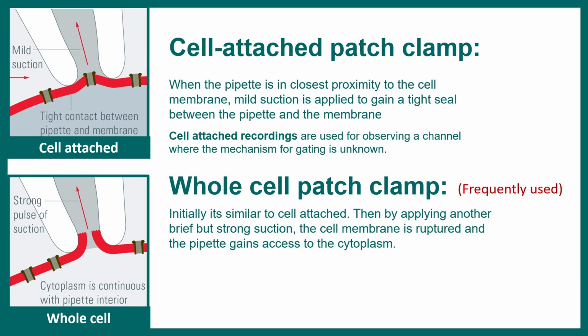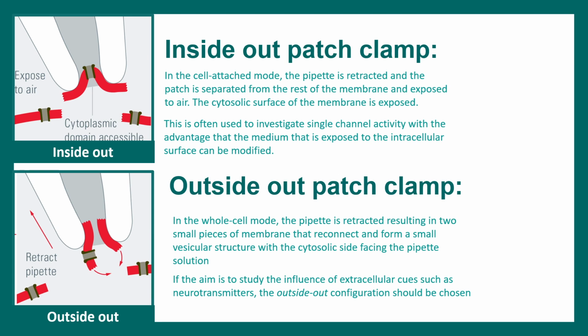Now cell attached patch clamps are used to observe the gating of ion channels. When the gating of the ion channels is unknown, it can be probed using a cell attached patch clamp. Whereas the whole cell patch clamp gives us an overall idea about neuronal property. In a moment, we would expand and elaborate on whole cell patch clamp because that's the most important in the context of CSIR NET. There is also inside out and outside out patch clamp.